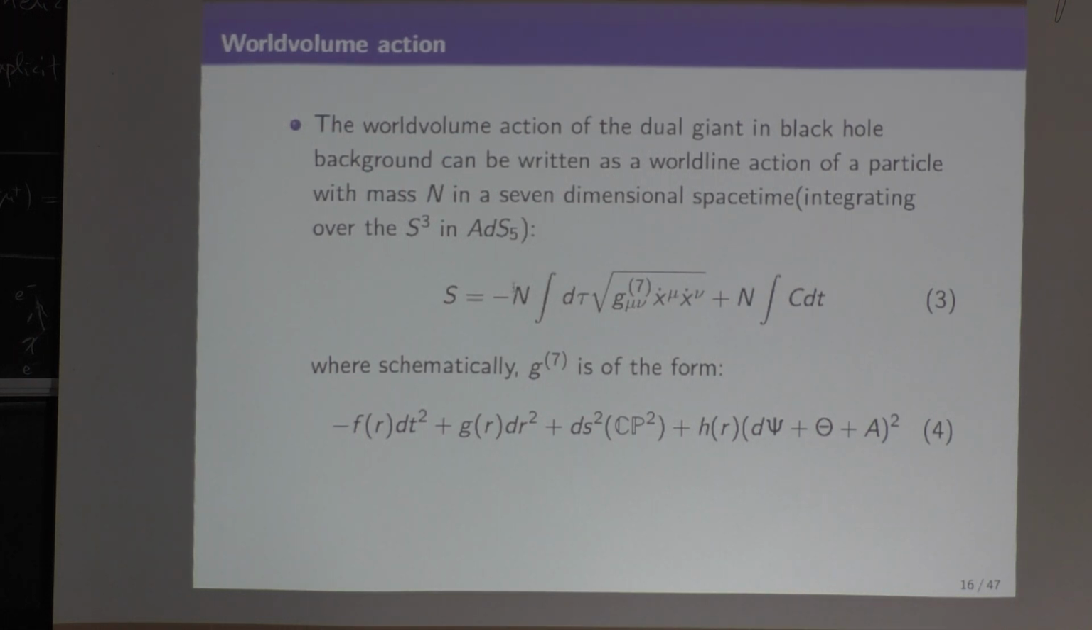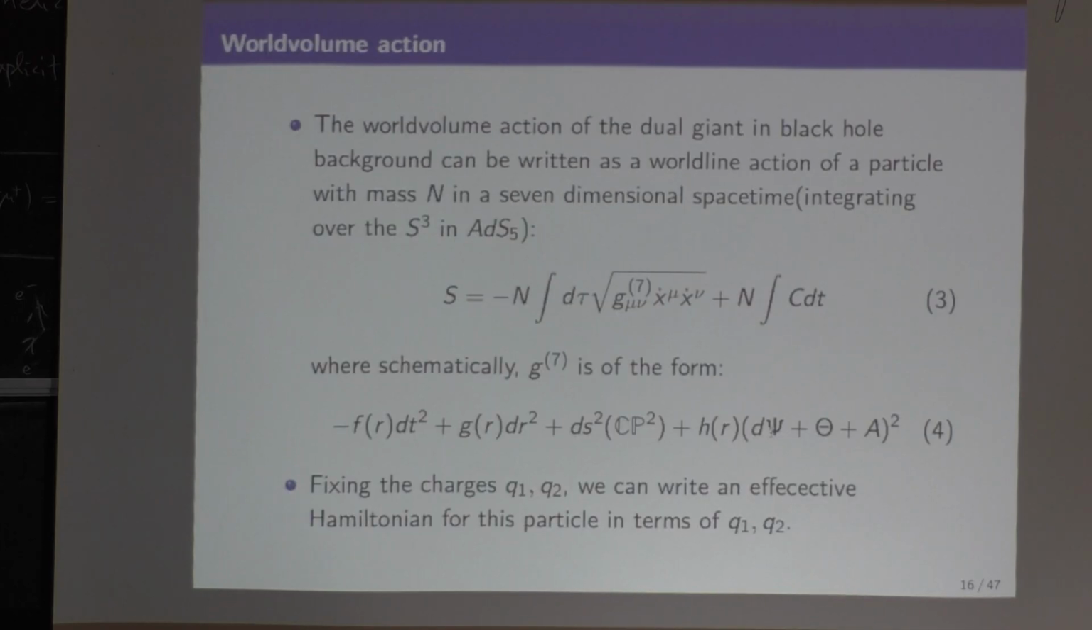So this is the action of a particle coupled to a gauge field. The second term, the coupling to the four-form potential, comes from the four-form potential, and the first term is the induced metric. The 7-dimensional metric takes this form. So t, r, CP2 and psi are the coordinates which are orthogonal to the volume of the D3 brane. The CP2 indicates the U(3) that is preserved by the background, because CP2 preserves U(3). And the last two terms come from S5, because S5 can be viewed as a U(1) fibration over CP2. So psi is the fiber direction.